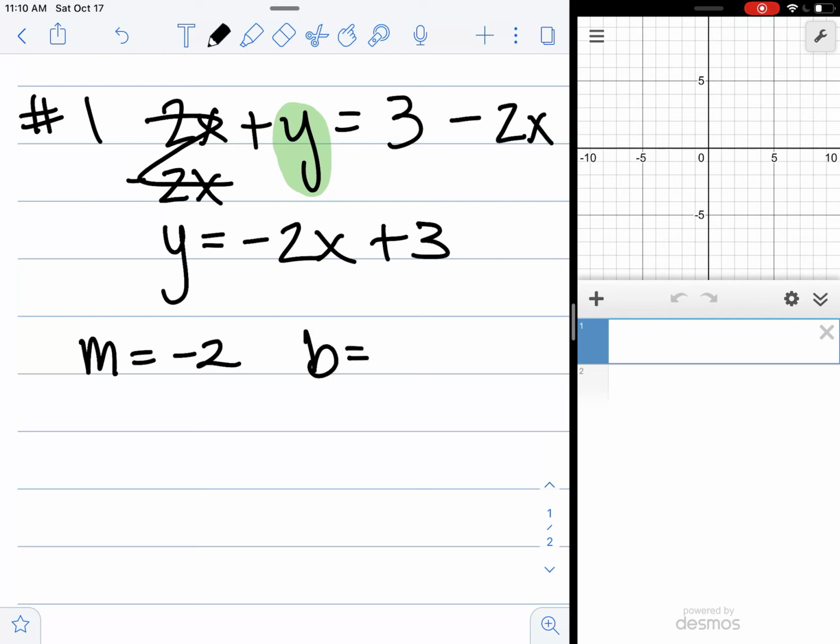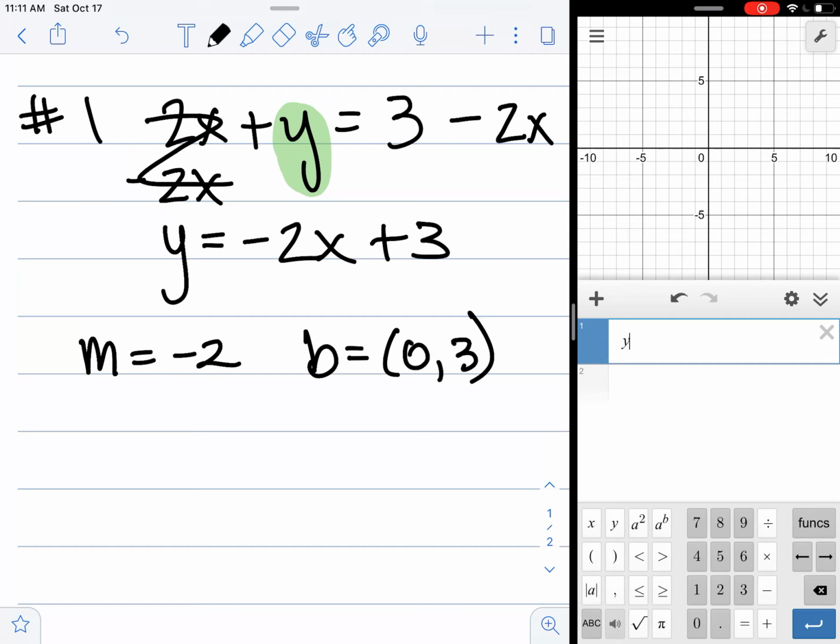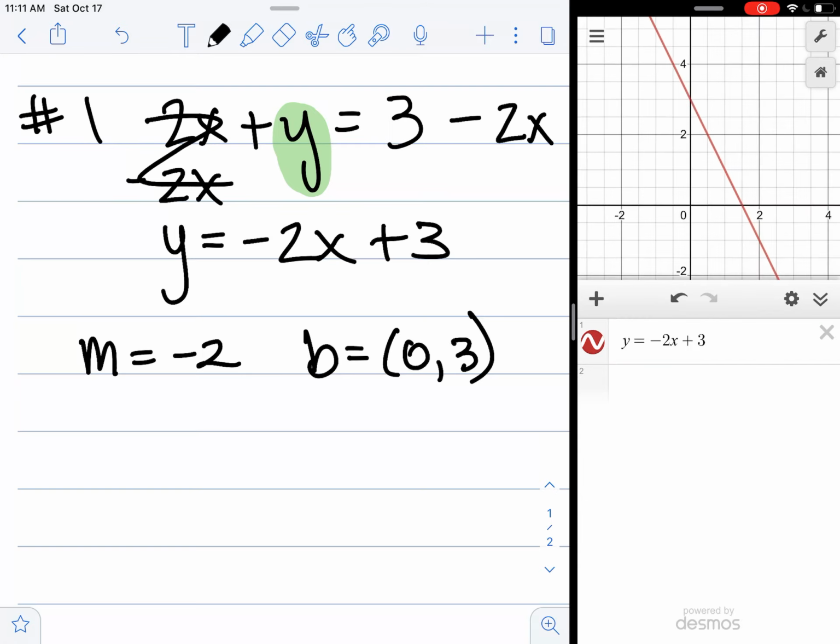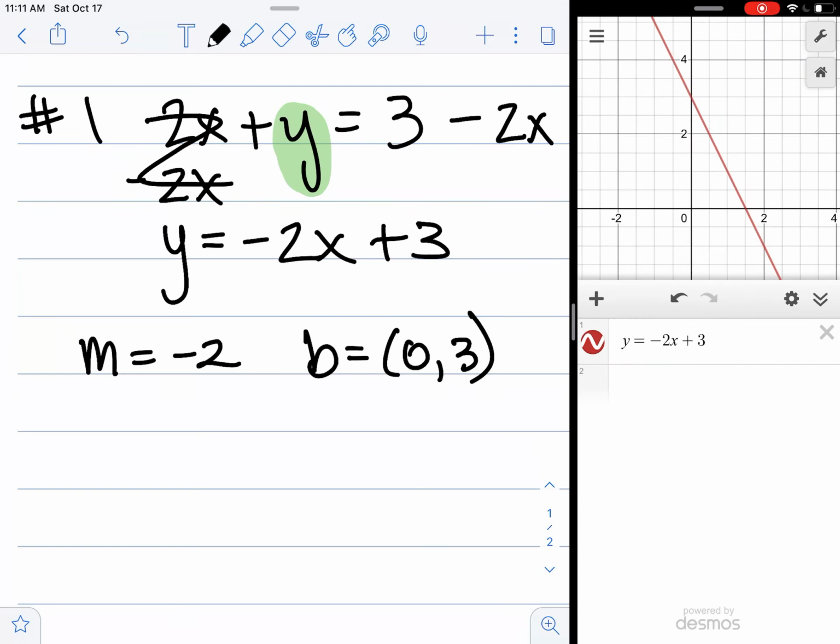Now I'm going to write b as a coordinate. So I have over 0 up 3. So let's go over here to our Desmos calculator and let's try and write the same thing. So we have y equals -2x plus 3. All right, there we go. Boom shakalaka. We got our points. And you can come over here and you can click on that y-intercept and see that point right there, over 0 up 3. Awesome.